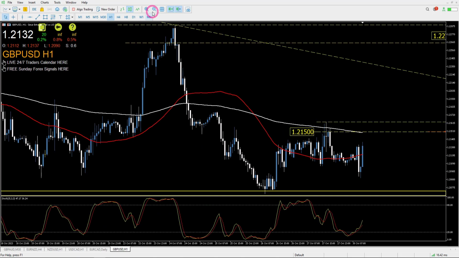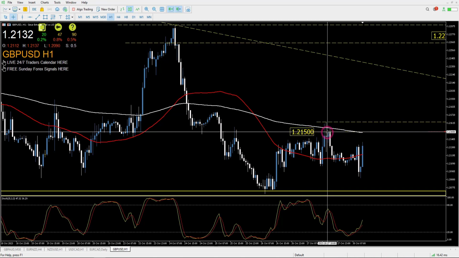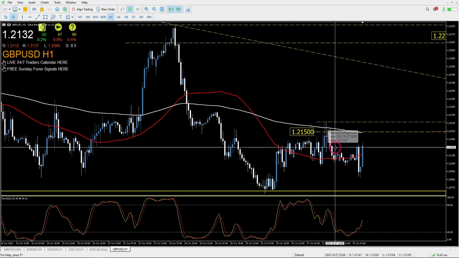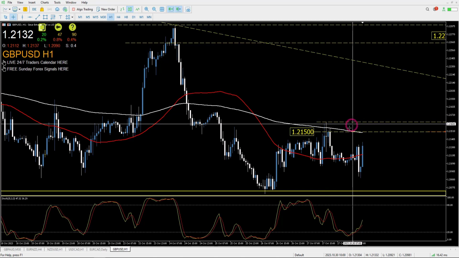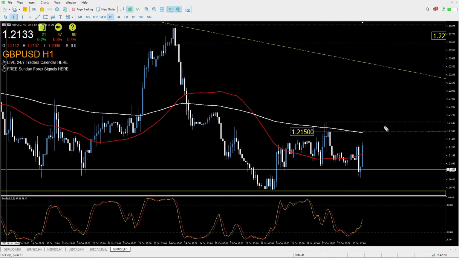Now, this level's more of an hourly high level. You can see that we formed this high on Friday, which is 1.2150. We rejected in and around here, and we started to fall to the downside. So I have marked this zone out again because what I want to see is how price reacts to that Friday high.